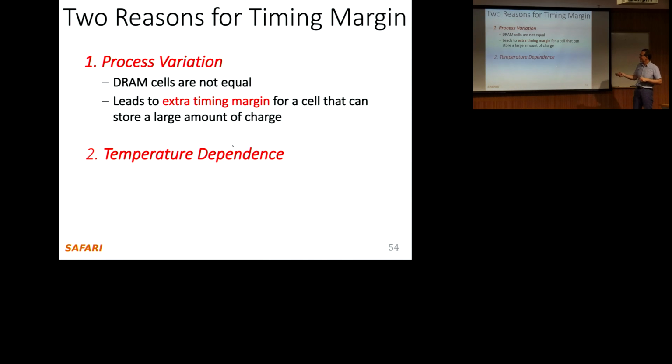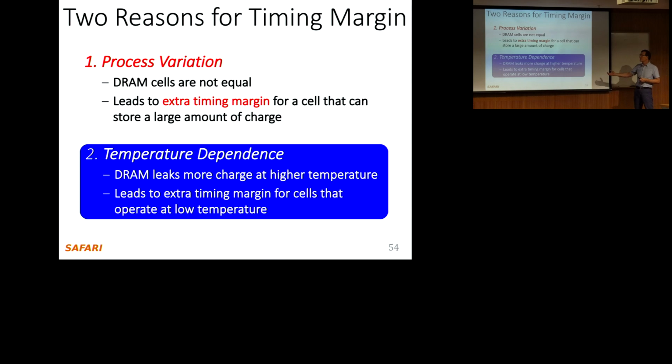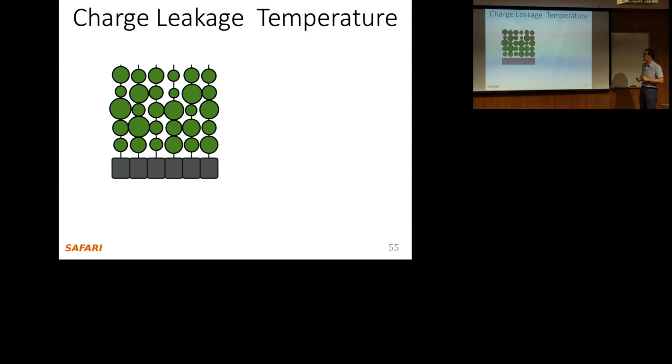Okay. So the second is temperature dependence. DRAM leaks, we've said this before, right? Each cell leaks more charge at higher temperature, and it's an exponential relationship with temperature. As temperature increases, you leak exponentially faster. And this leads to extra margin for cells that operate at low temperature. If you're operating things at low temperature, and if you specify the latency for operation at high temperature, you're really assuming that charge leakage is faster, which means that you have little charge to begin with. But that's not true at low temperatures.